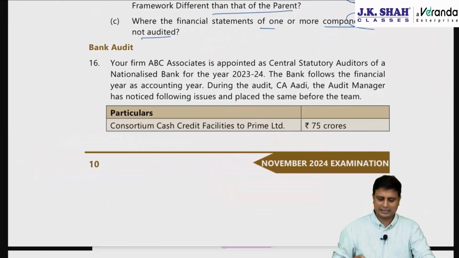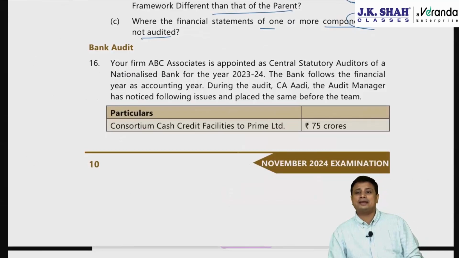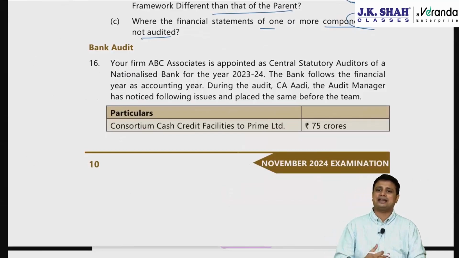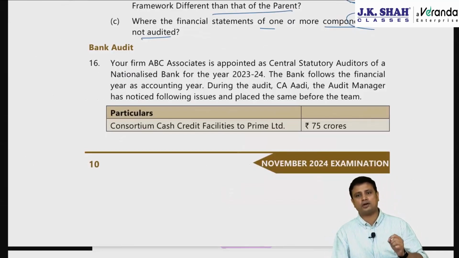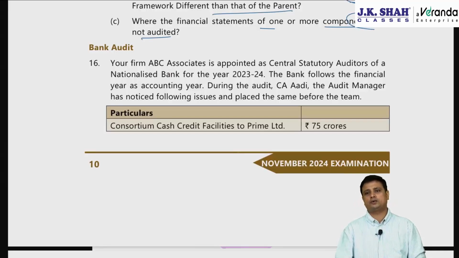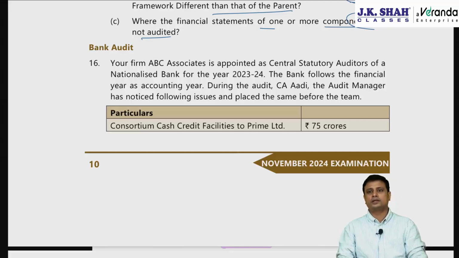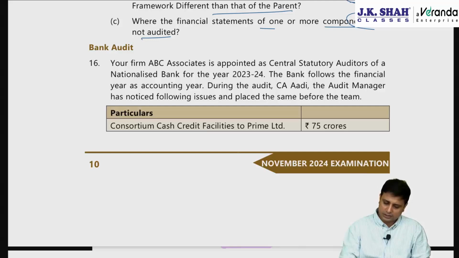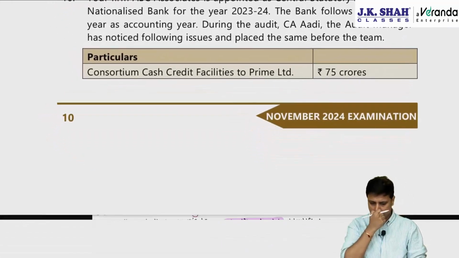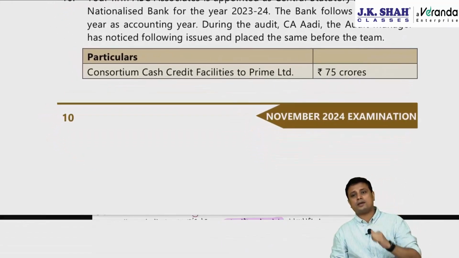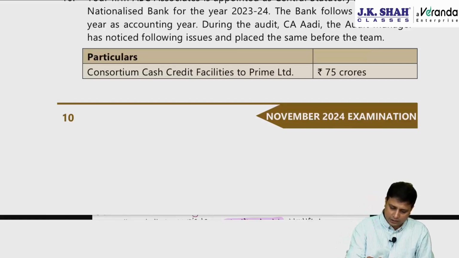Next, question number 16, bank audit. Your firm ABC and Associates is appointed as central statutory auditors of a nationalized bank for the year 23-24. The bank follows the financial year as its accounting year. During the audit, CA Adi, the audit manager, has noticed the following issues and placed the same before the team. Consortium cash credit facilities. I hope everyone understands consortium.